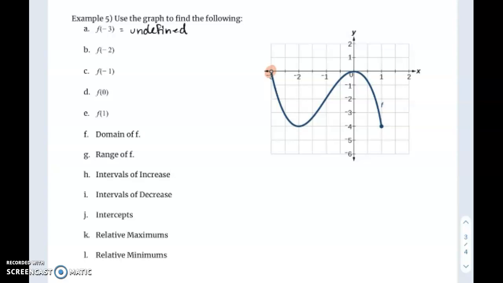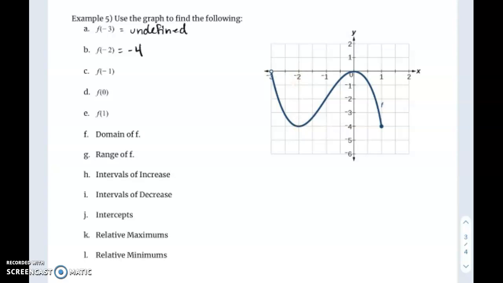It hasn't been filled in, so it hasn't been defined. We don't know what the y value is. Okay, B, f of -2. So we find -2 on the x, we go to the graph, and they're asking for what is the y value on the graph, and that would be -4. That point down there is at -4. So when you go to -2, the y value, or the function value, is -4.